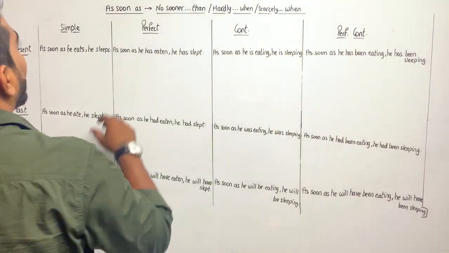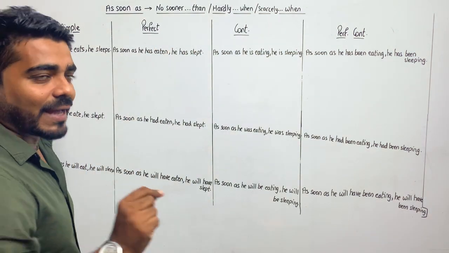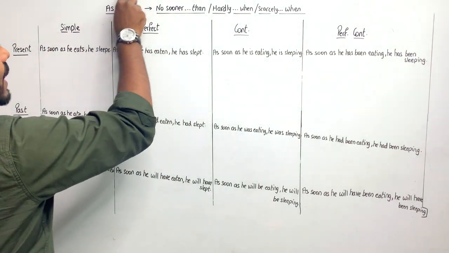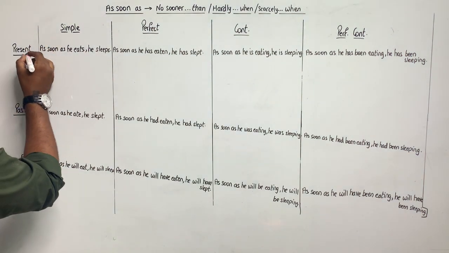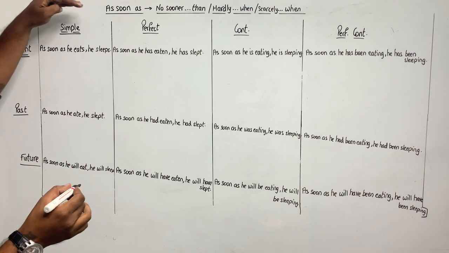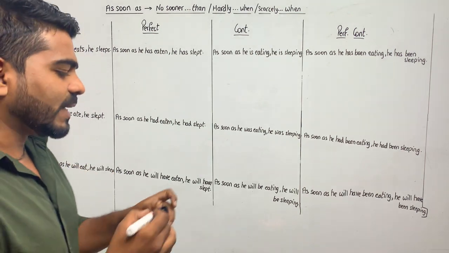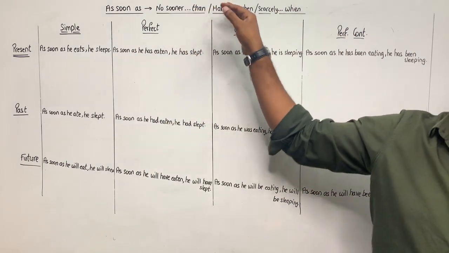Let's go for it. As soon as is being converted into no sooner than. Let's begin with present and simple, so let's begin with simple present tense. Now in simple present tense, what we have to do is remove as soon as and use no sooner than.